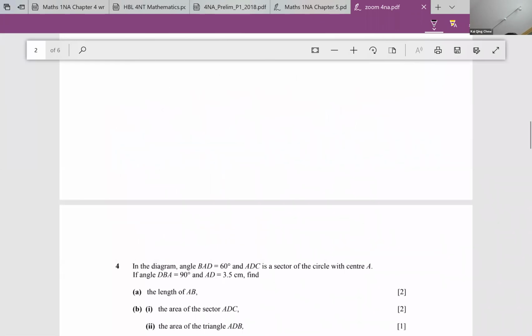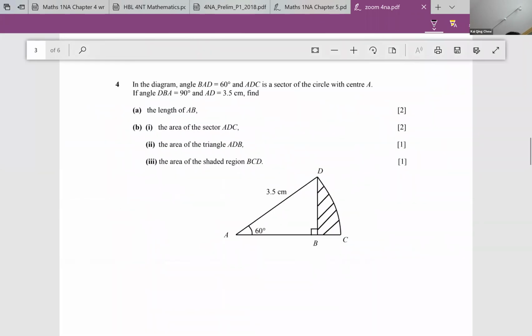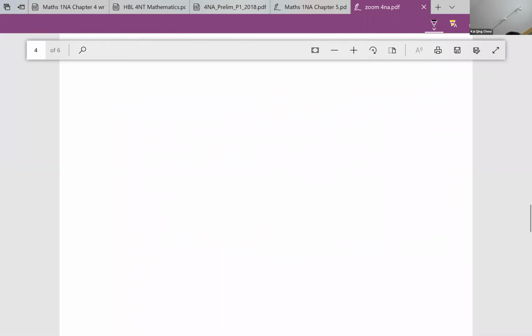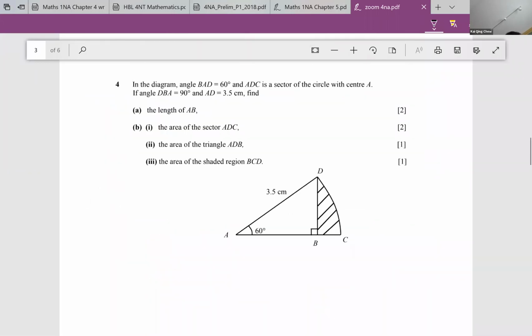Okay, let's move on. Okay, question 4. Let me see how many more should I do. I'll just do 2 more, okay? And then the rest, I leave it to the next lesson. Okay, if not, it's too overwhelming.